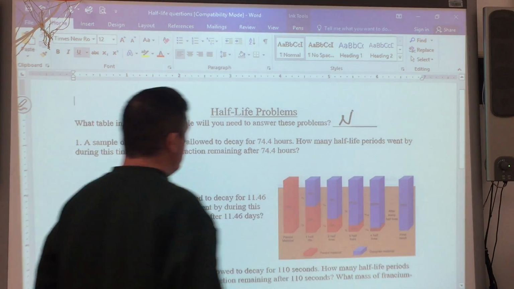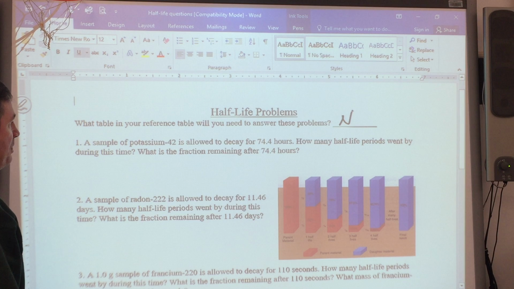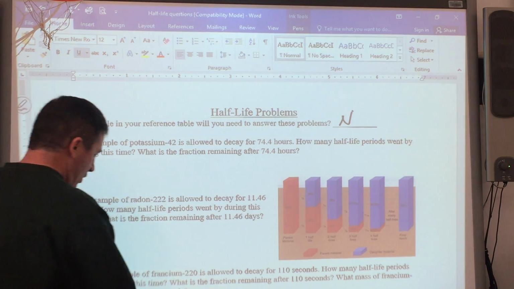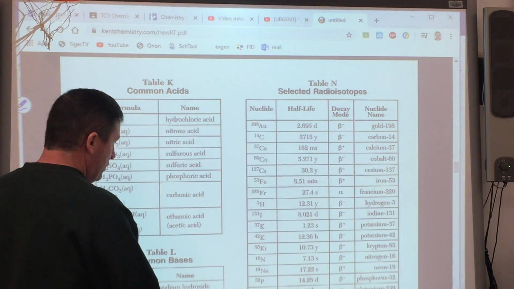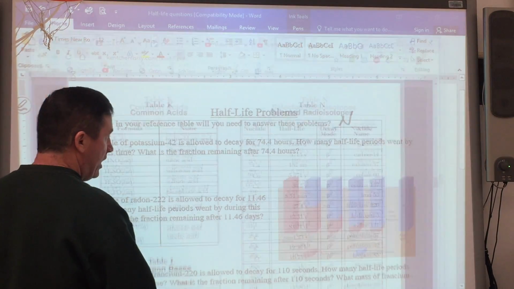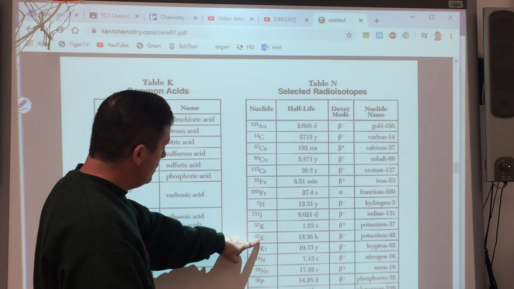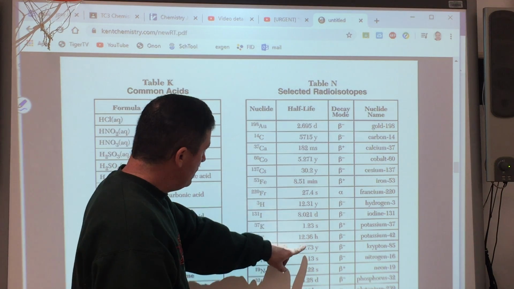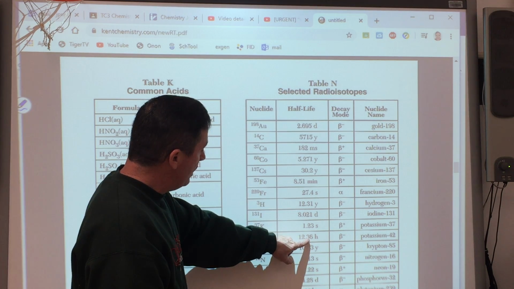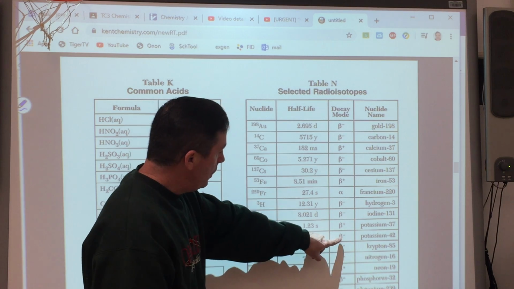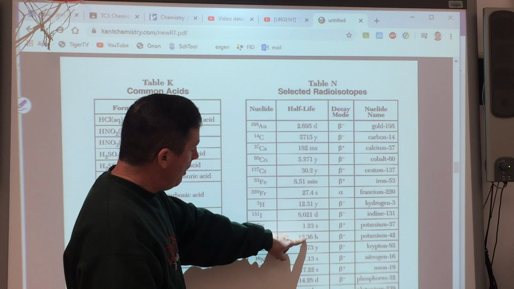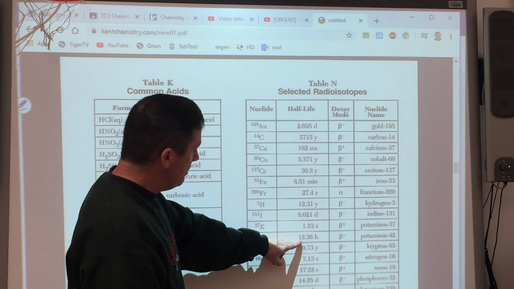All right, so how do I do these? A sample of potassium-42 is allowed to decay for 74.4 hours. How many half-life periods went by during this time? Well, if that's all I know, I must have to go somewhere to get more information. So we've got potassium-42, that's K-42. I'm going to scan this to see where that is. And here it is, K-42. It has a half-life of 12.36 hours. It also goes through beta decay, but that's not part of the problem. It would be good to practice that at some point.